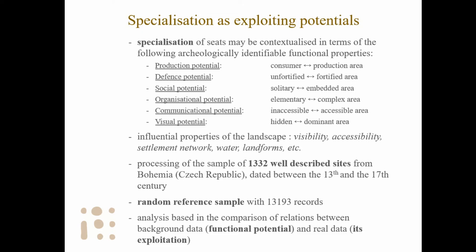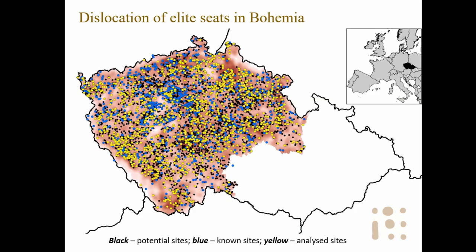For my study, I used a sample of 1,300 sites in Bohemia, which are dated from the 13th to the 17th century. And as background data, I used a random reference sample with something like 13,000 records. Then my analysis is based on the comparison of both the real data and the sample data, and as well of some models which will be shown later.